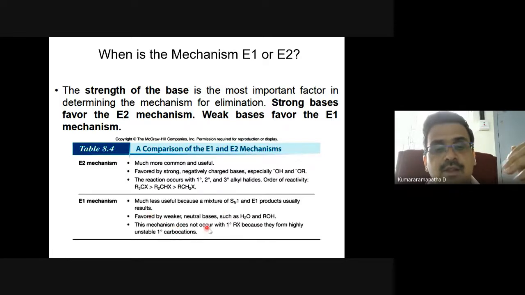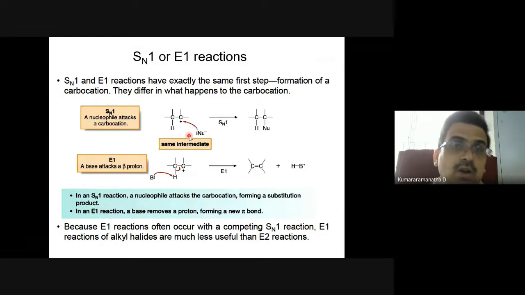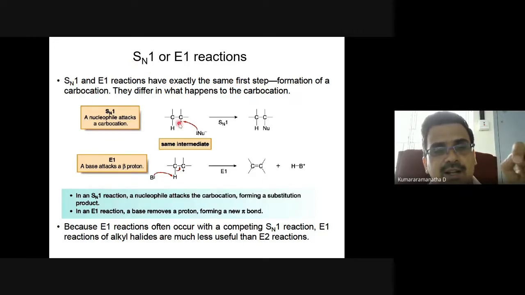Very important. You won't see this E1 mechanism for primary amines because there is no carbocation formation. It's only partial charges. So this, I think many of you are already clear from SN1 mechanism. Now, how do you know whether it is substitution or elimination, especially for SN1 or E1 reaction? So here, carbocation formation is same in both the cases. After that, whether it is eliminated or substituted, we should see. So let's see what happens with respect to the carbocation.